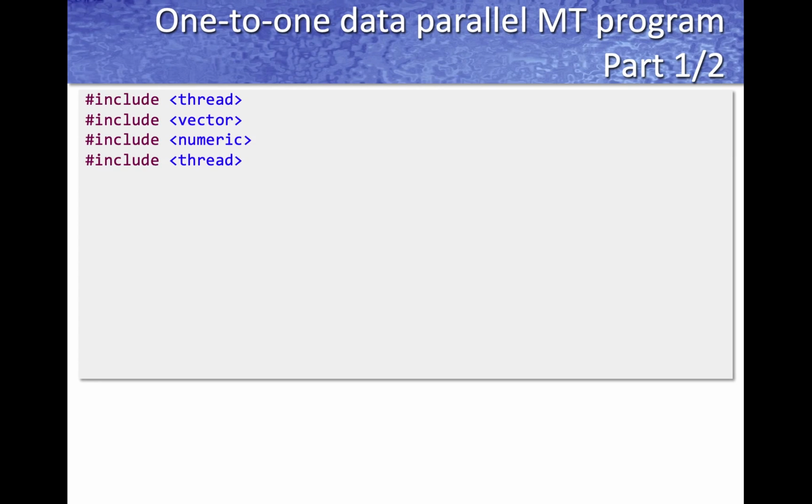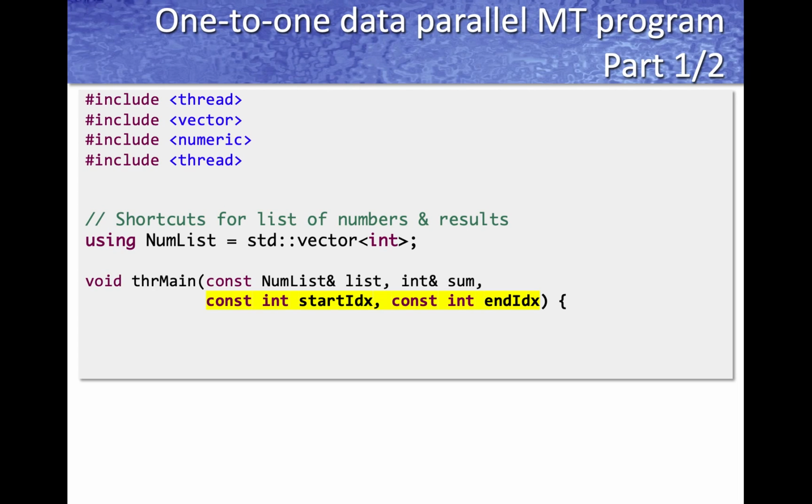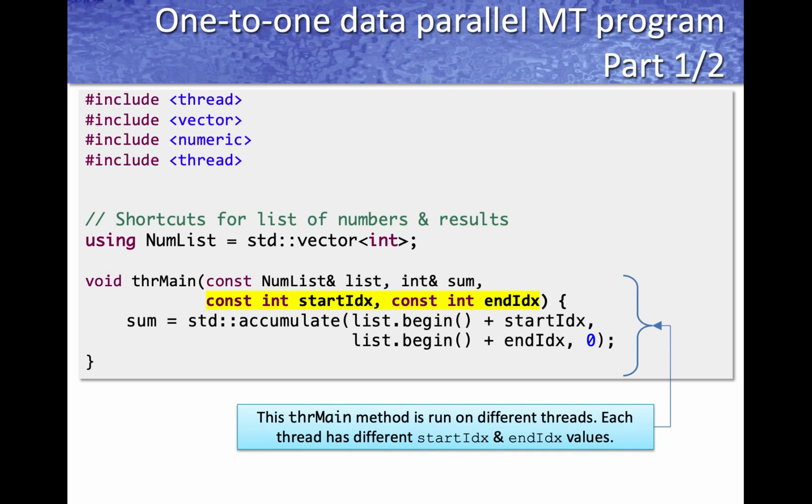Now let's see how to implement this in a C++ program. So we have a standard set of pound includes. We're going to have a vector that's going to contain all the numbers we want to sum. We're going to create our thread main method, which is going to get a list of numbers, and it's going to update the sum value that's given. And we're going to have a starting and ending index on which the thread needs to operate. Here we'll just use the std::accumulate algorithm from the numeric library to add all of the values from a given starting index to ending index.